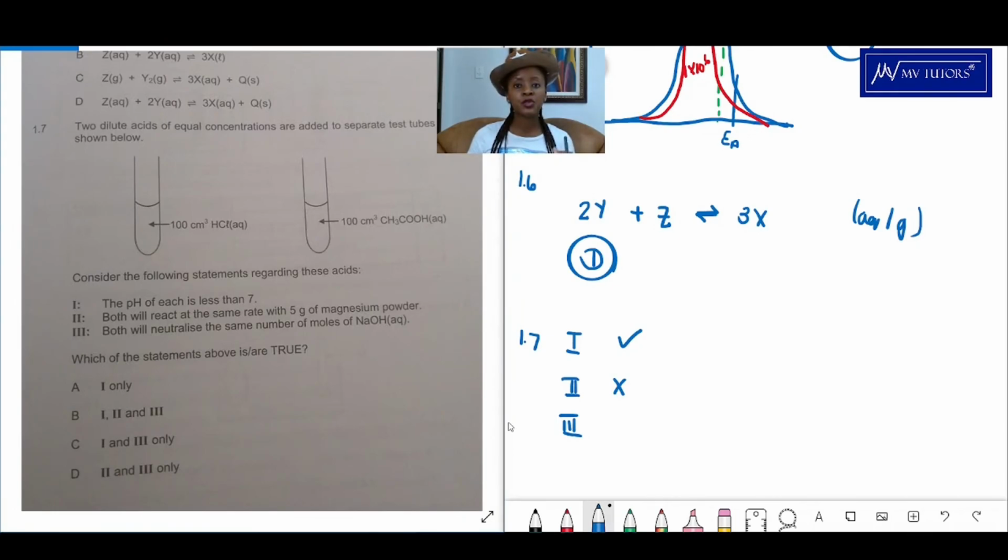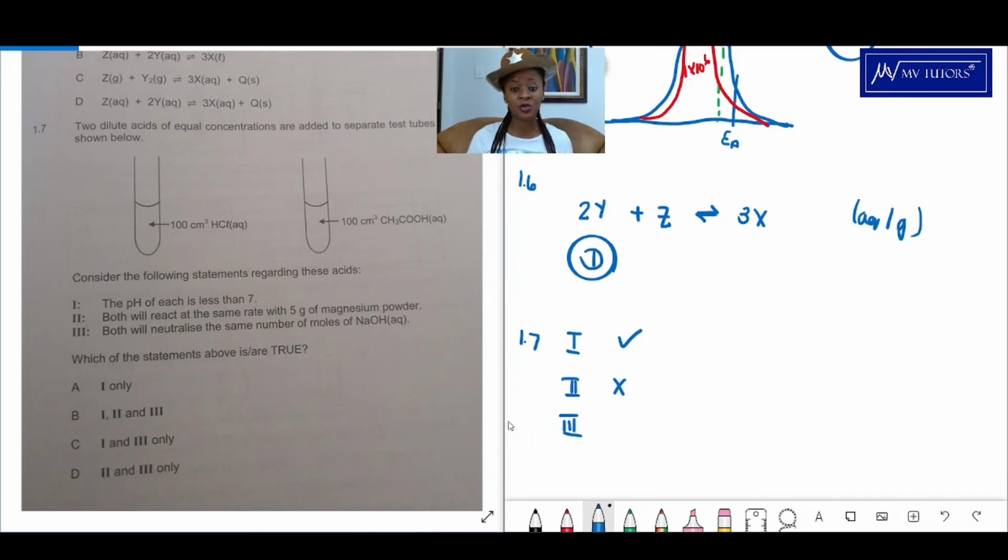Guys, remember when you are doing a titration, if you have an acid and you're busy adding a base, here we have a strong acid. It depends: are you titrating it with a strong base? Sodium hydroxide is a strong base. If you titrate a strong acid with a strong base, it will neutralize, and your pH will be 7. But if you take a weak acid and titrate it with a strong base, you're going to get a pH that is higher than 7. So it won't neutralize with the same number of moles.